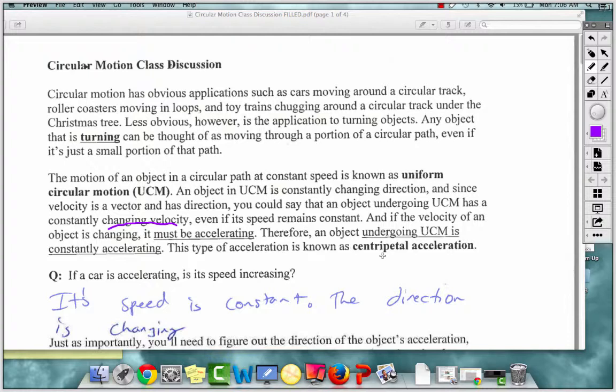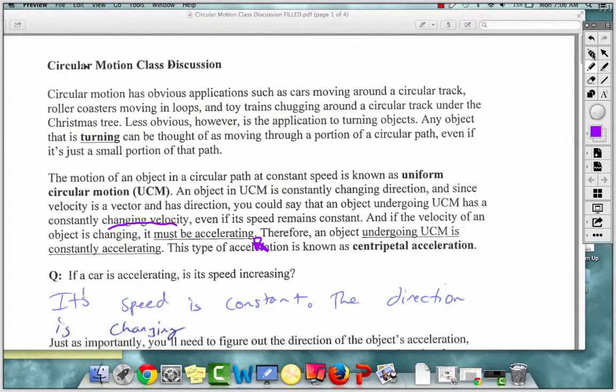But because its direction is changing, it therefore must be accelerating. If you think back to the definition of velocity, velocity is a vector quantity, so that means you have a magnitude and a direction associated with it. So keep in mind, all objects undergoing uniform circular motion are actually accelerating, even though their speed may be constant. This type of acceleration is referred to as centripetal acceleration.